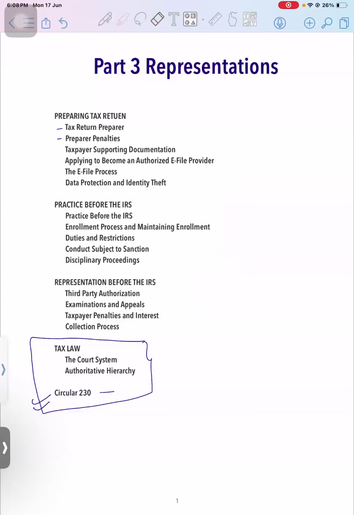Okay, second thing is we are going to do everything logically. Since this is a theory part, nothing needs to be mugged up. Just put yourself in the shoes of an enrolled agent. Remember, now you are an EA: how are you going to represent your client, what mistakes should you avoid, what penalties will be applicable to you, and what documentation and information you need to give to the client and to the IRS.